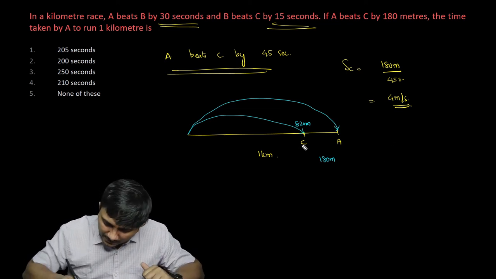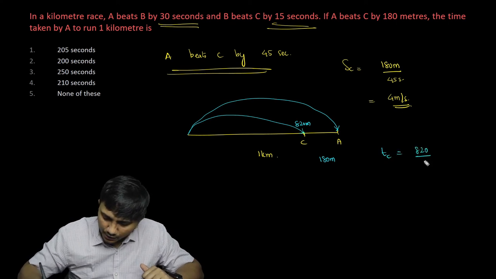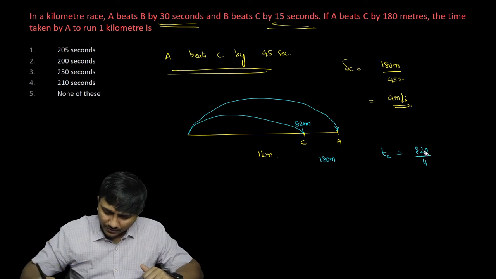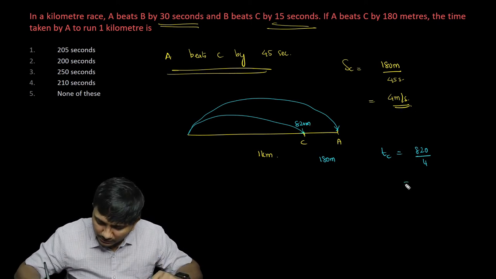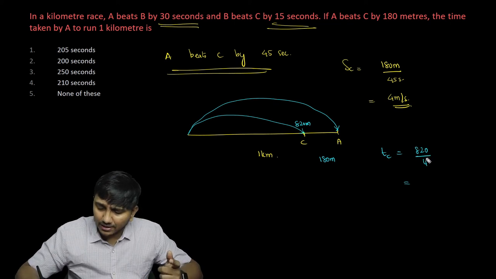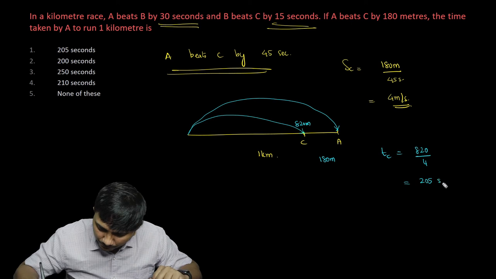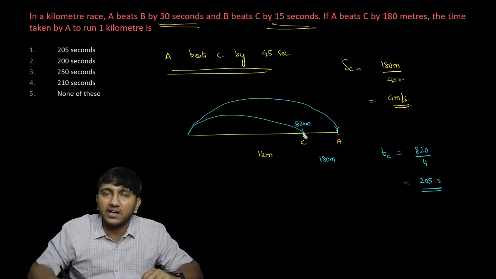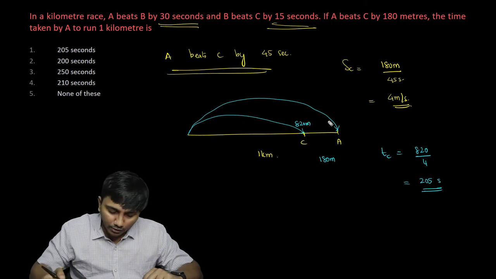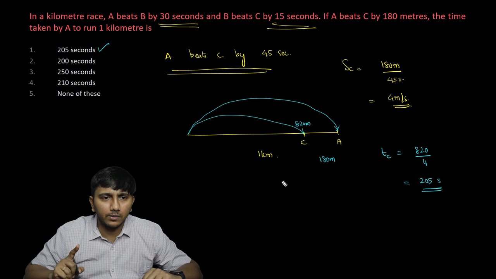Let's find out that time. The time taken for C will be 820 by the speed of C, 4. They're all in terms of meters, 820 meters, and speed in terms of meters per second, so I'm not going to worry about the units. So this is going to be 800 by 4, that's 200, and 20 by 4 is another 5. So 205 seconds. In 205 seconds, C will go from the starting point to 820 meters, and in the same time A would have traveled 1 kilometer. The answer is 205 for this question. Type 1 if everybody is clear with how we solved this question.